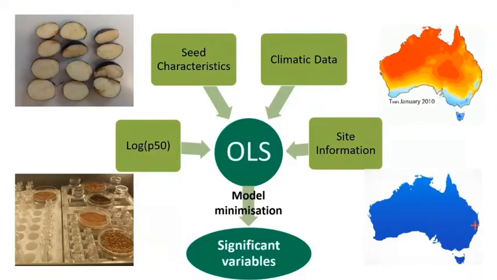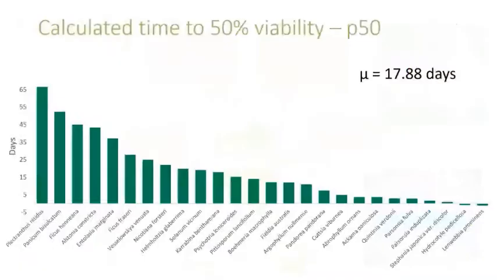The model went through a process of minimization until the final model only contained significant variables. The average P50 value we found across our 26 species was 17.9 days. We had 18 species which had a P50 of 20 days or less, and 10 species that had a P50 of 10 days or less. Plectranthus nitidus had the highest P50 among all of our species at 66.5 days.